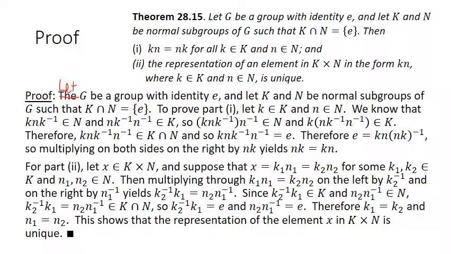So we know that k inverse is in N. That is coming from a theorem that I believe was in the previous investigation, that when you do an element times a normal subgroup times the element's inverse, that'll always be in the normal subgroup.